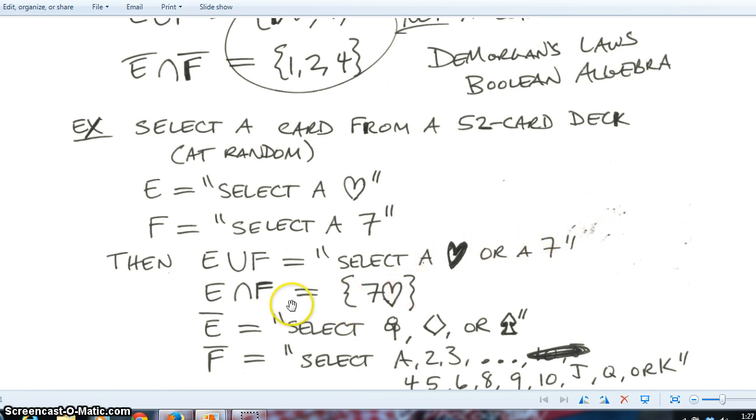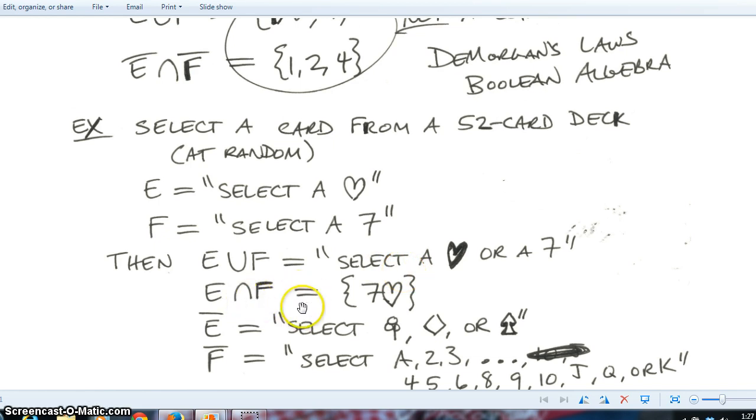The intersection, E intersect F: there's only one card in the whole deck that's both a heart and a 7. Of course, that's the 7 of hearts. So this is one outcome. I'm just listing it in set notation, putting the card inside set braces.